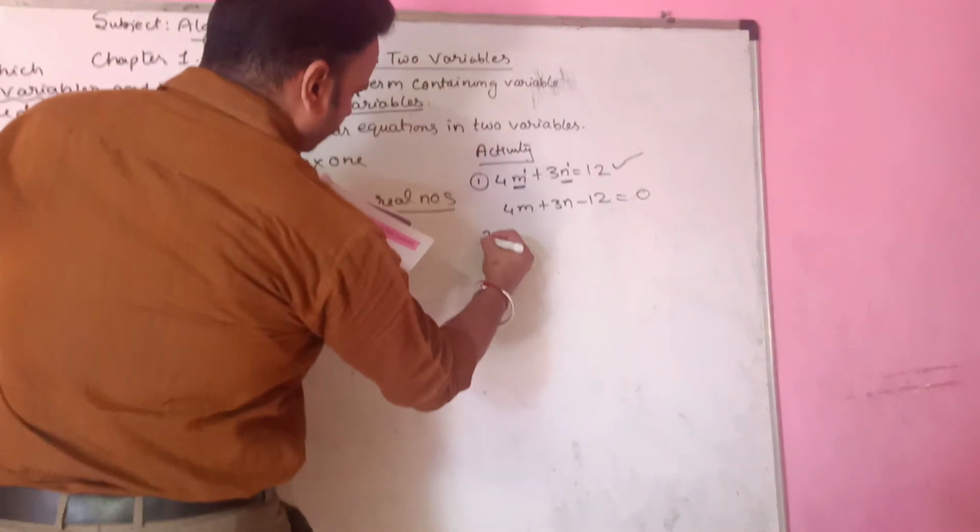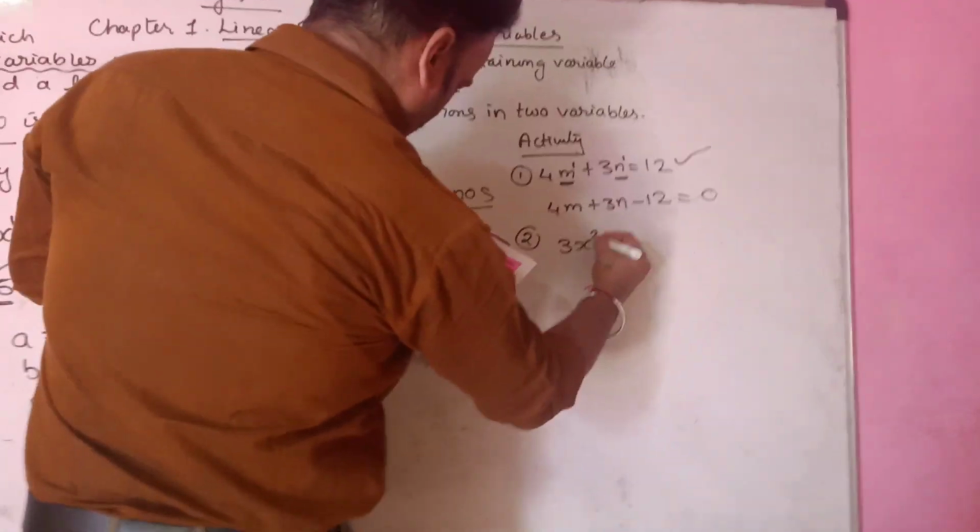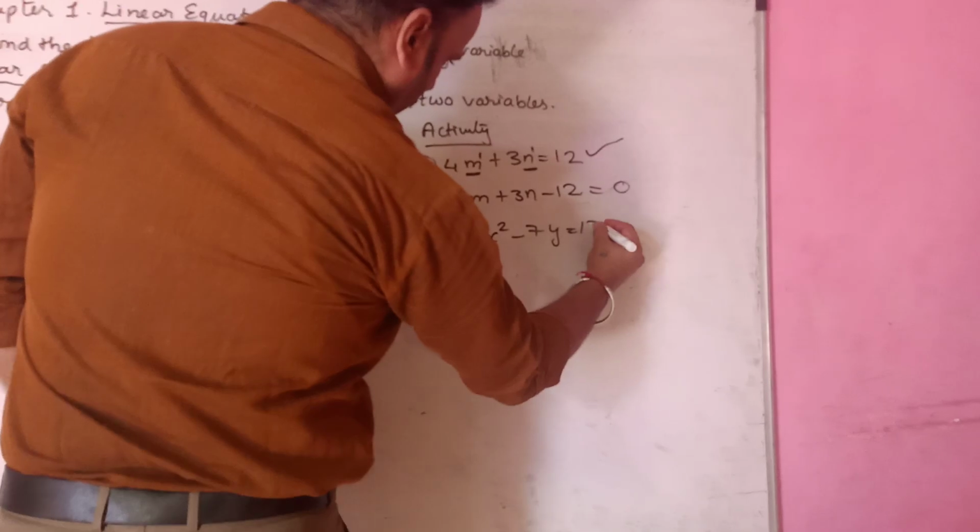More example, 3x square minus 7y is equal to 13.